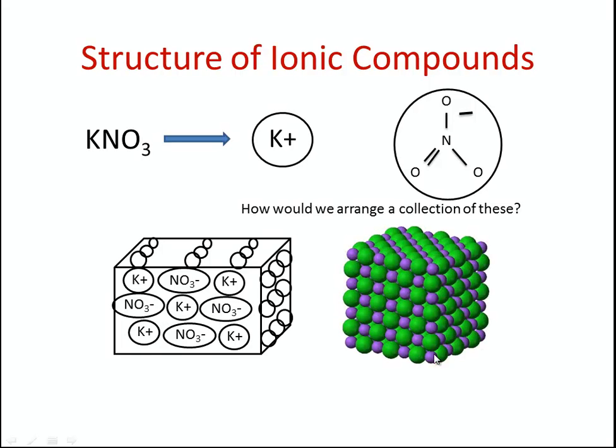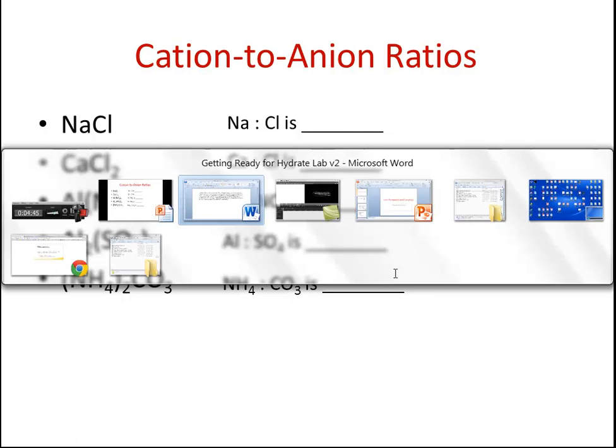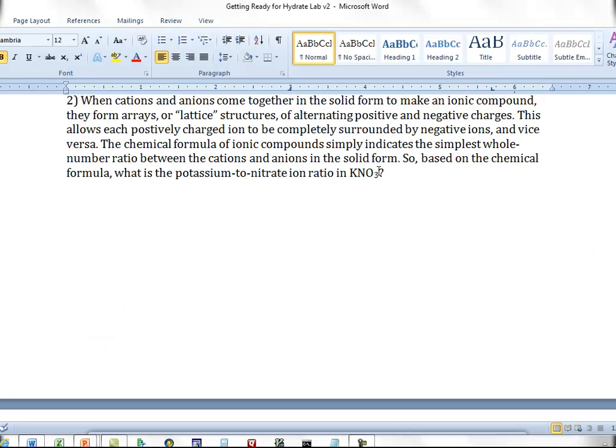This is another way to depict the structure of an ionic compound that's made of cations and anions. If this were the way we wanted to represent a crystal of potassium nitrate, then you could think of the little purple ions as being the potassiums and the green ones being the nitrates, and you can see it makes this checkerboard pattern of alternating positive and negative charge. So that's that.